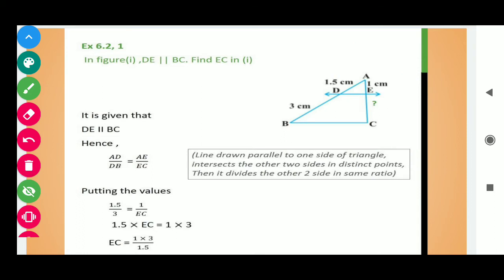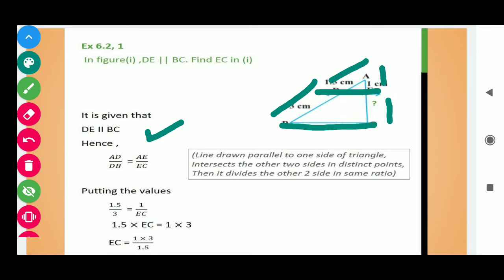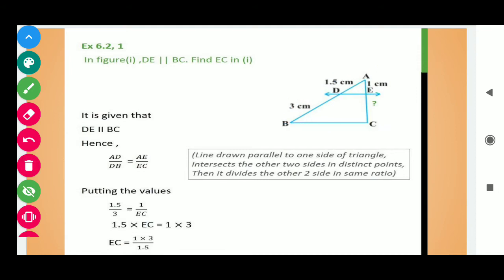It is given that DE is parallel to BC, hence AD divided by DB is equal to AE over EC. Students, we use this result only when DE is parallel to BC, when a line is parallel to one side of the triangle. So put these values. Here AD is equal to 1.5 and DB is 3. And here AE is 1. We need to calculate EC.